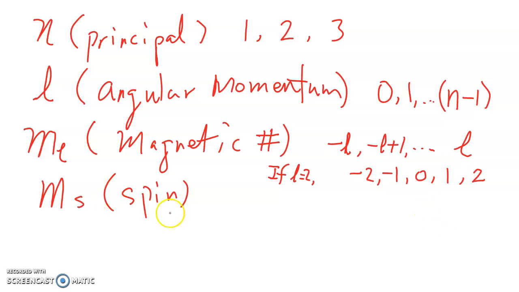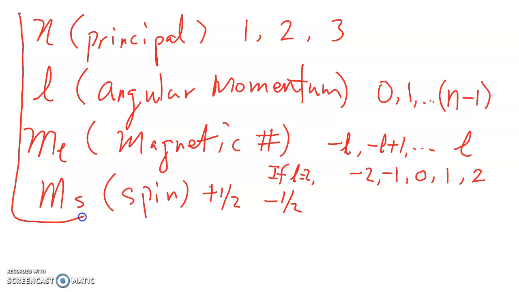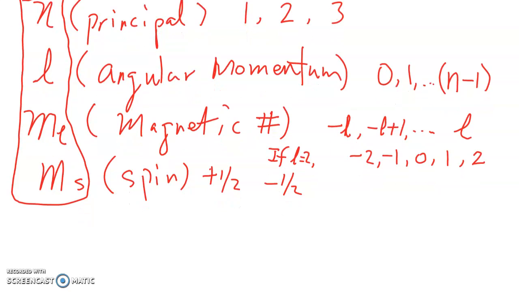As for the spin number, we only allow that to have either a positive half or a negative half. All right, so these 4 are called the quantum numbers. Okay, so let's get started. You may need to memorize this for a while, at least for 5 minutes.